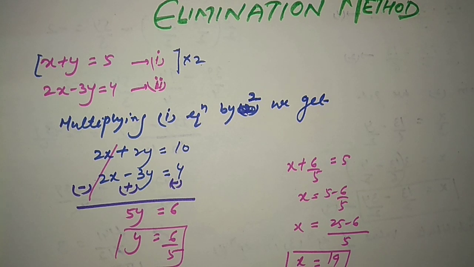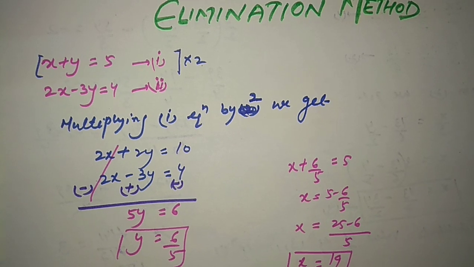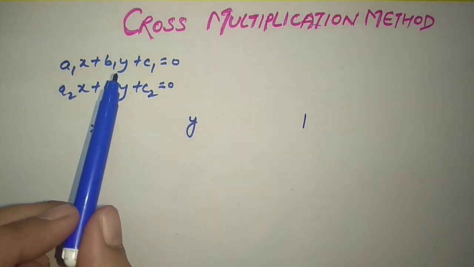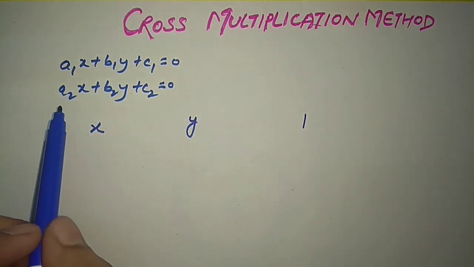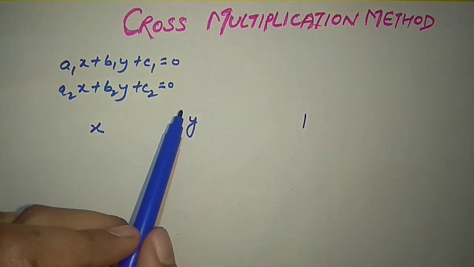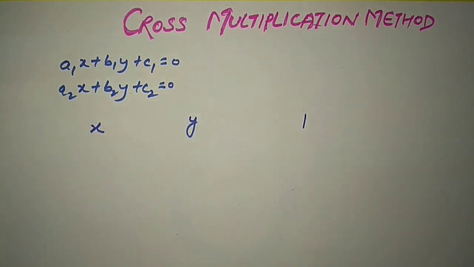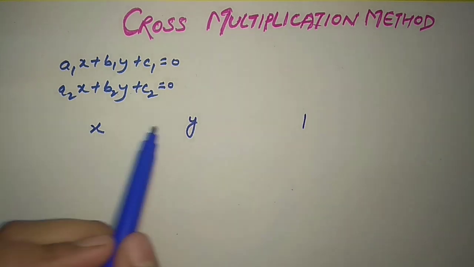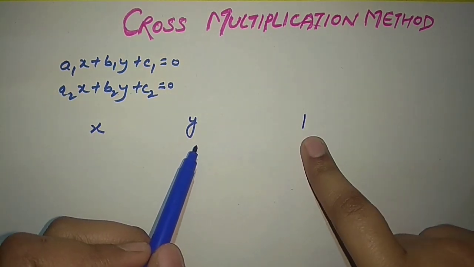Now proceed to our next method, that is cross multiplication. So next method is cross multiplication method. We will understand this method by using the standard equations that are a1x plus b1y plus c1 is equals to 0, and next is a2x plus b2y plus c2 is equals to 0. So how to use the cross multiplication method? Firstly write the variables as x, y, and here write 1.